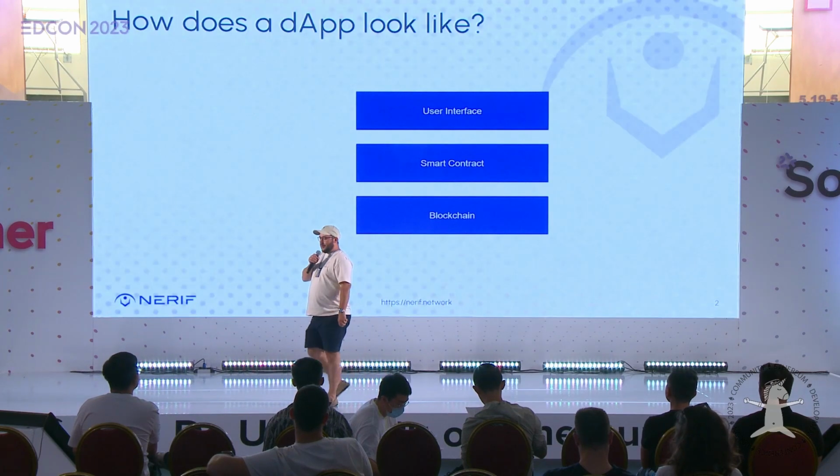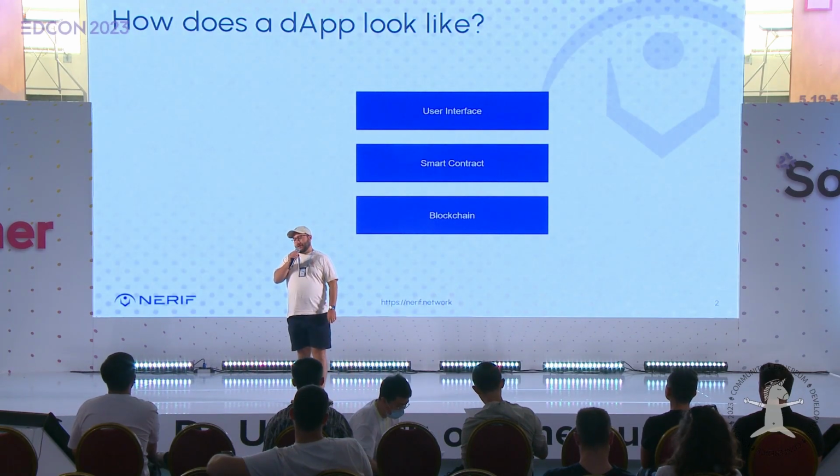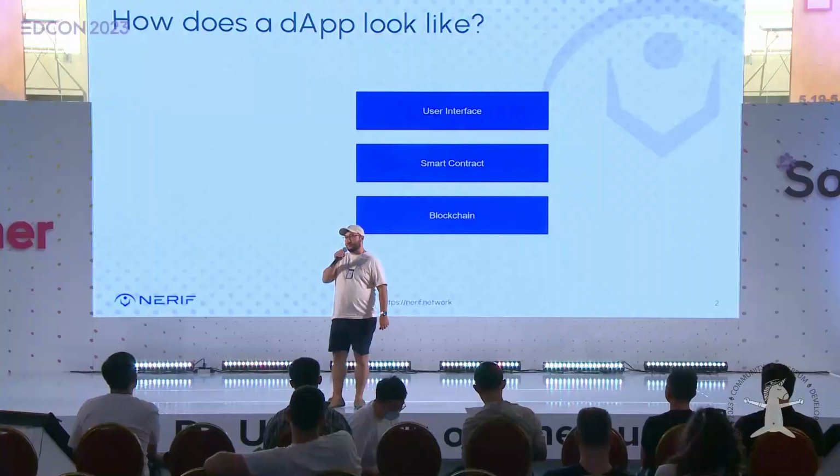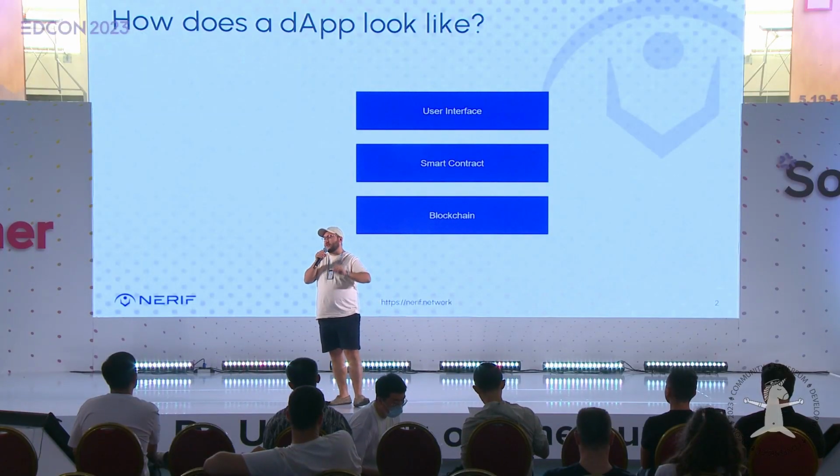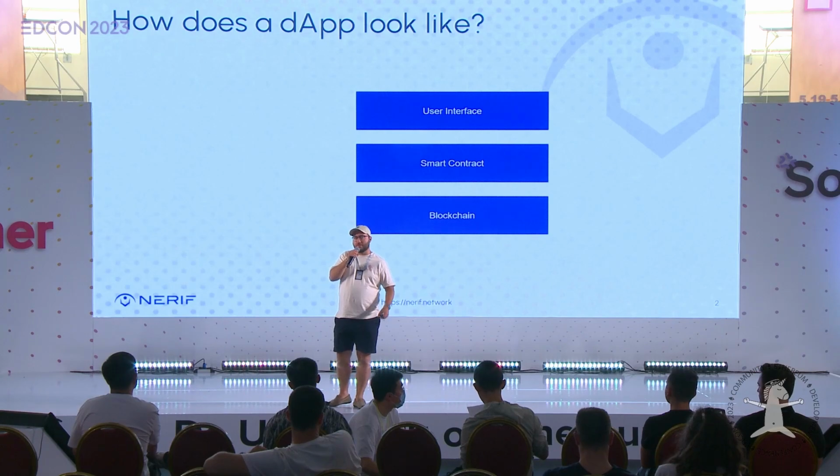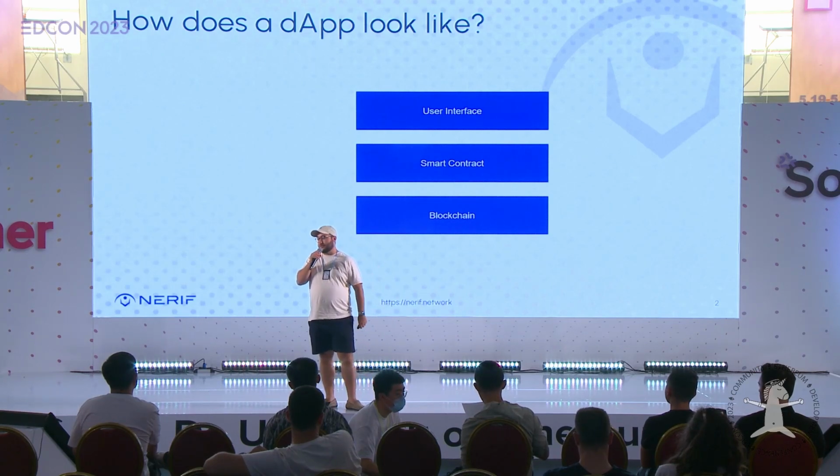So, what does a dApp look like? You would think you have some blockchain, right? On top there's some business logic, some smart contracts, which contain all the functionality. And then on top of that, you have some kind of user interface, which allows you to interact with the smart contract or a set of smart contracts.